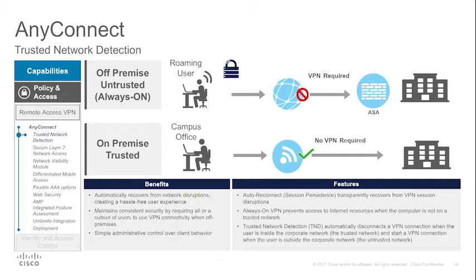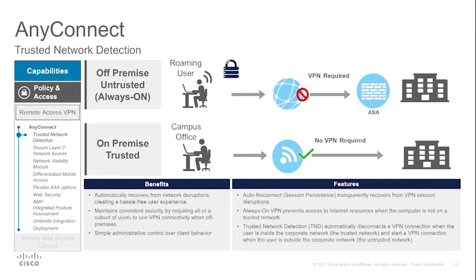The trusted network detection ensures that trust network configuration cannot be spoofed. Auto Reconnect, also known as session persistence, helps customers automatically recover from network disruptions for a hassle-free user experience. Trusted network detection disconnects a VPN connection inside the corporate network and starts a new VPN connection when a user is outside the trusted network. This means users are not required to re-authenticate, giving users flexibility to establish maximum session times through VPN profile.